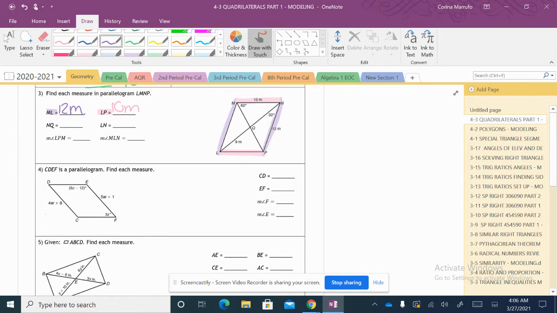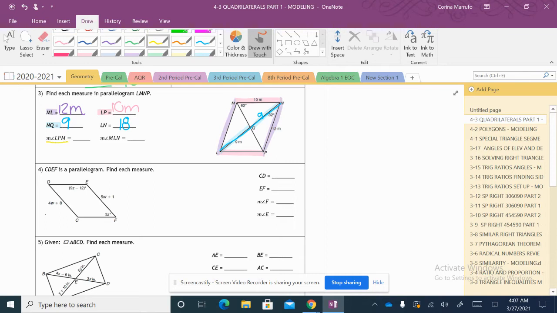We still have more sides. They tell us that from L to Q is 9. So from Q to N should also be 9, which is what they're asking for right here. And then they're also asking for L to N, which is the whole thing from here all the way to this end. If this is 9 and this side's 9, the whole thing is 18.